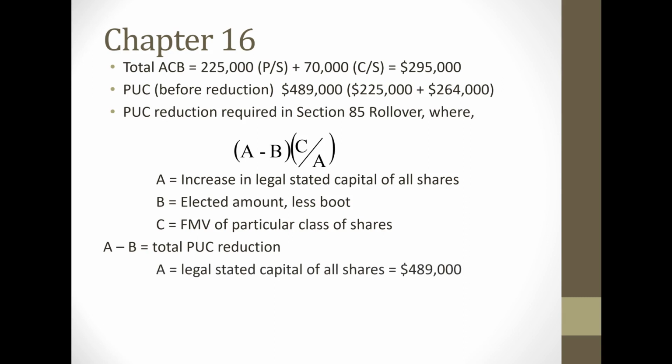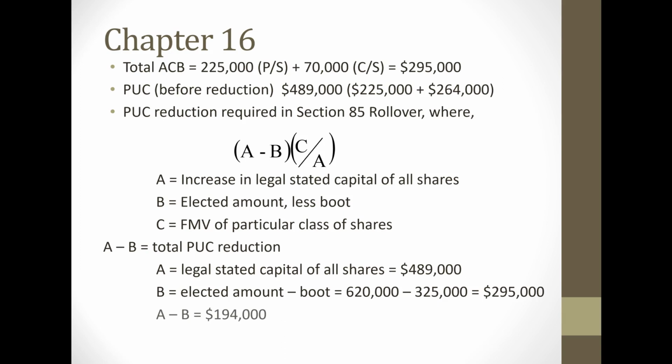In our example, A, the legal stated capital, or the fair market value of the shares, was $489,000. B is the elected amount minus the boot, which is $295,000. So the PUC reduction is going to be $194,000. So let's keep those values in mind, and then we'll move over to the next slide.